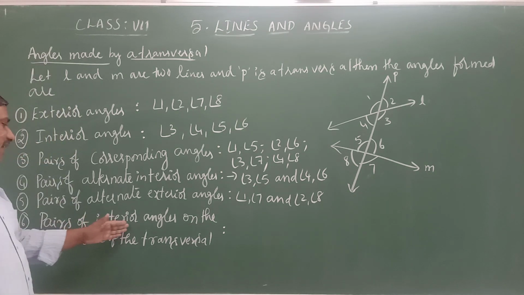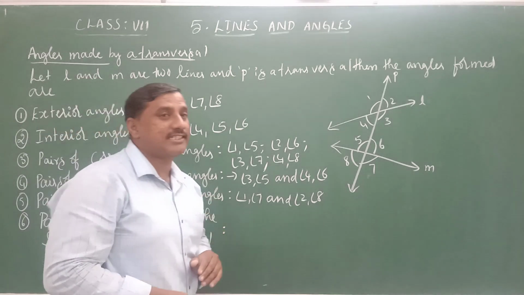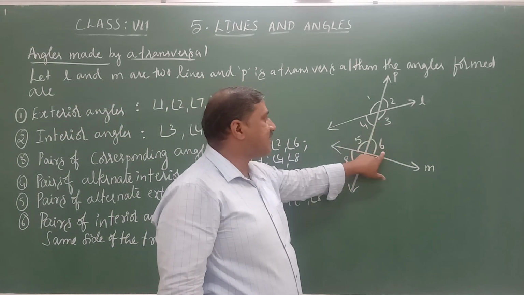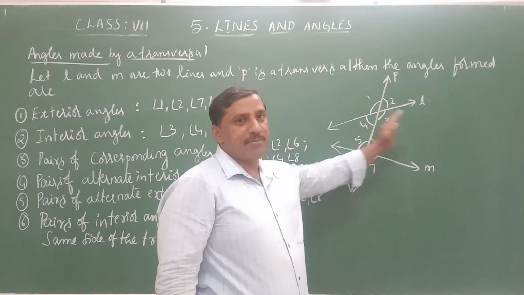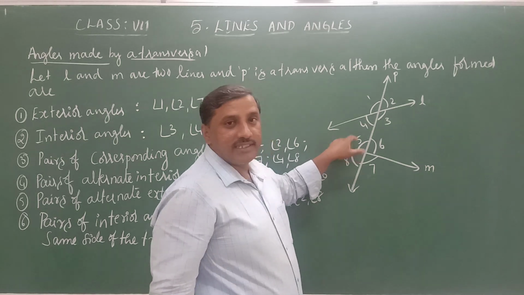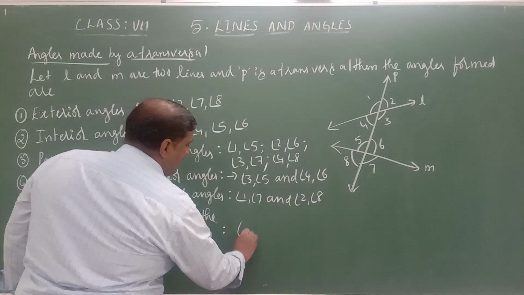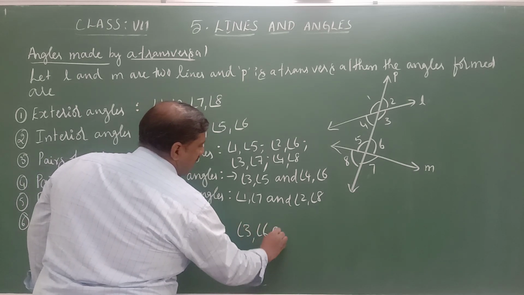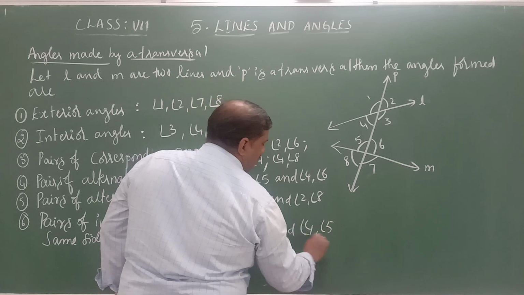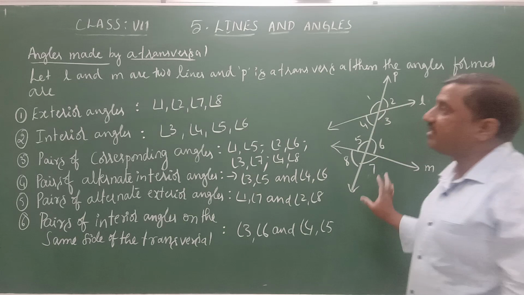Now, pairs of interior angles on the same side of the transversal. Observe the figure. 3 and 6, on the same side of the transversal and the interior angles. 4 and 5, on the same side of the transversal and the interior angles. That is, angle 3, angle 6 and angle 4, angle 5 are pairs of interior angles on the same side of the transversal.